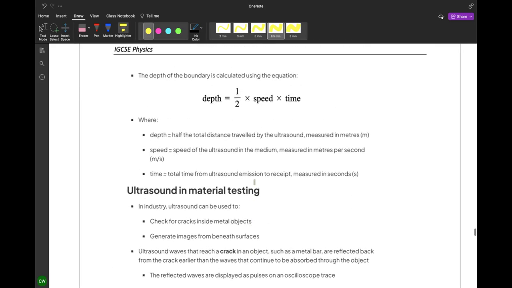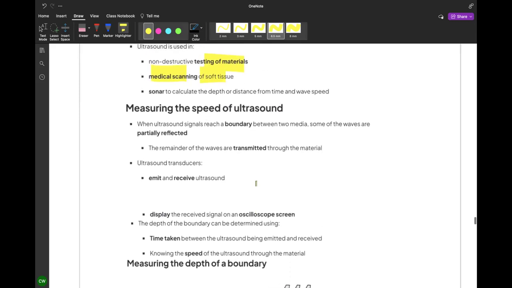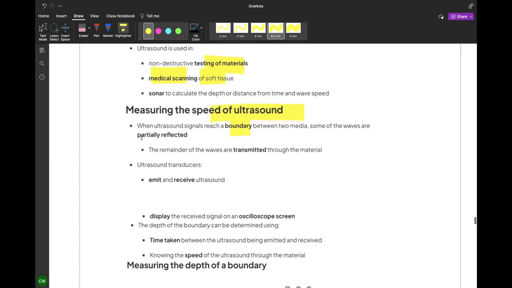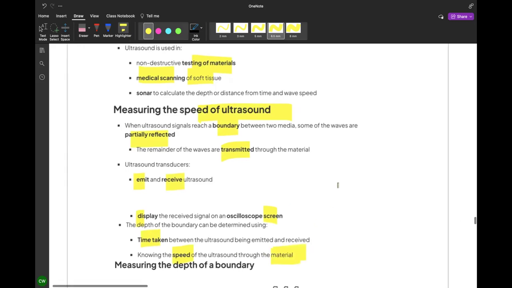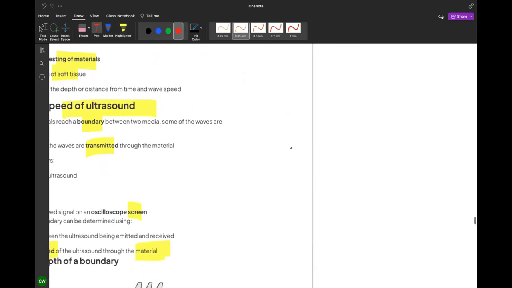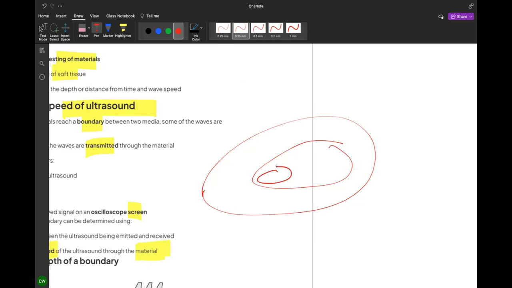First one is for measuring the speed of sound: boundary, reflected, transmitted, emitter, receiver. Display on this, the time taken will tell you about the speed of the ultrasound in the material. It means this way. This is the stomach. Inside maybe got something here. So ultrasound, put it here. When you send the ultrasound here, this is called the transmitter. When it hits a hard surface, it will be reflected back. So this is the receiver. So here to here is a tap.